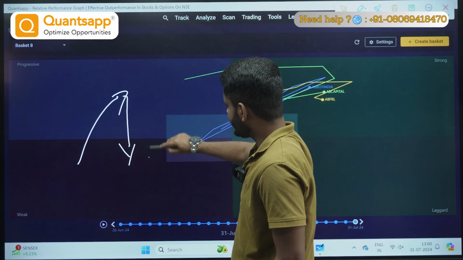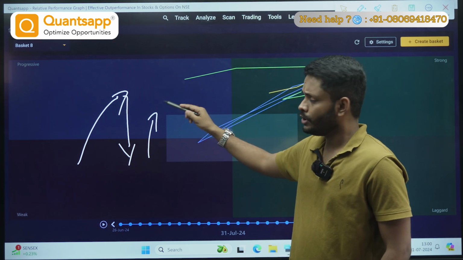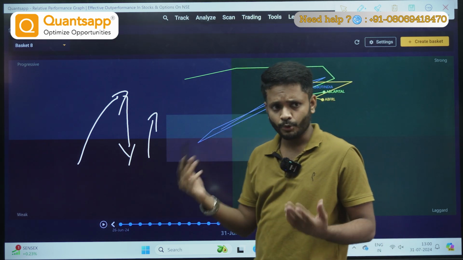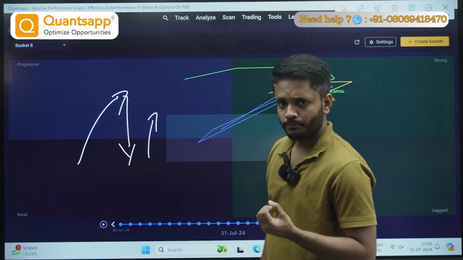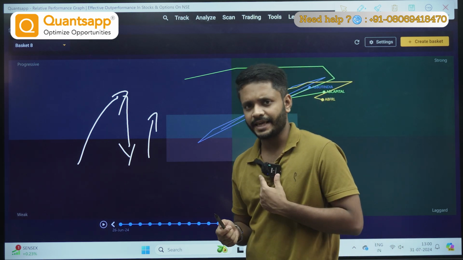So weak to progressive buy, okay, and then if it straight away moves to strong, or if it oscillates in the progressive itself, you can go and book your profits based on OI or based on the immediate swing high as per the technical charts.